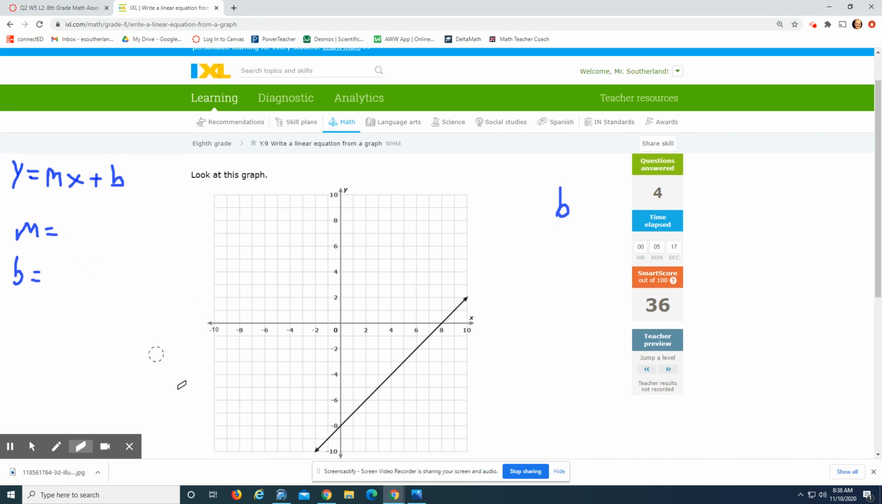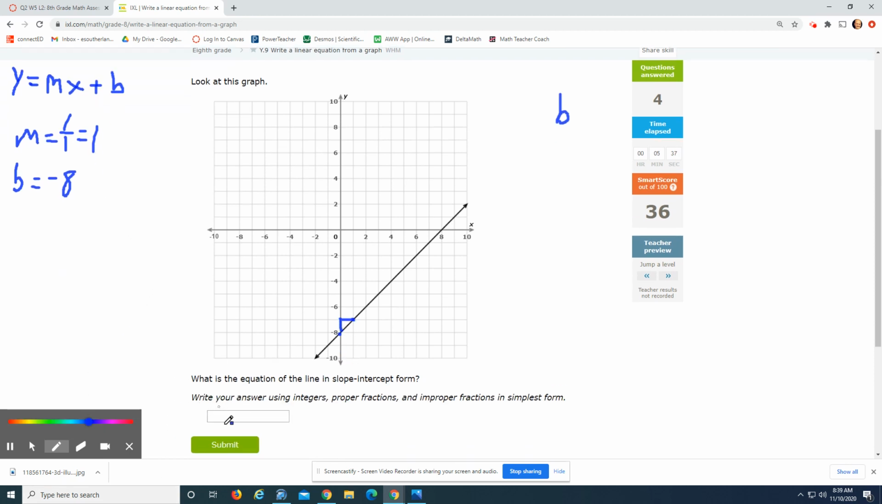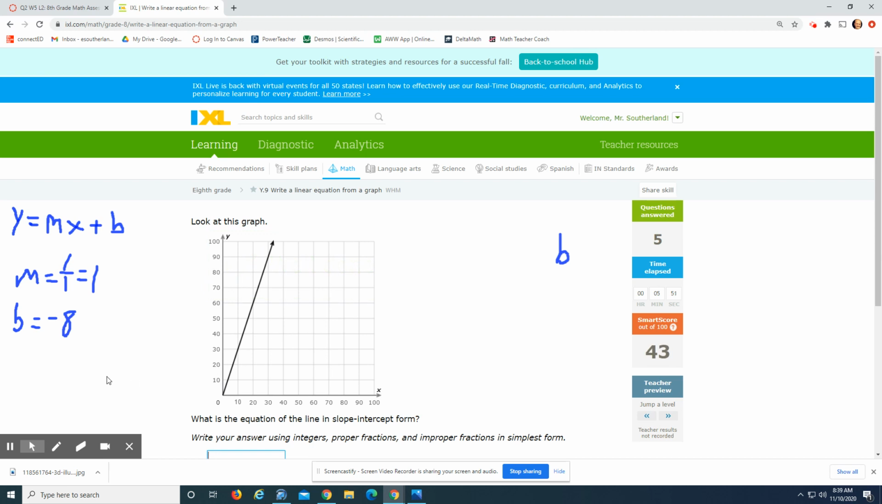And so we're going to find out where it crosses. It crosses right here at -8, so the b is -8. We can see it rises 1 and runs 1. Left to right is going up, so it's positive. So 1 over 1 is 1. And so then I come down here and type in the equation, y equals 1x minus 8. I can put -8 because I know that's going to come out that way.